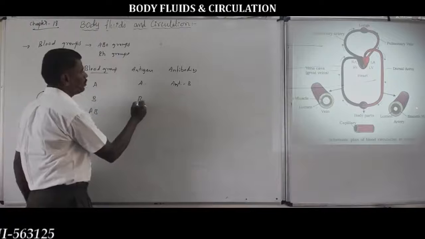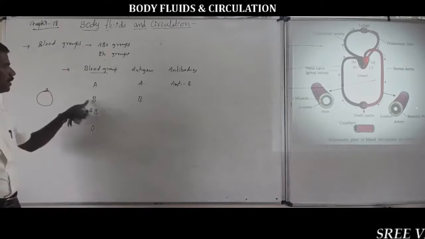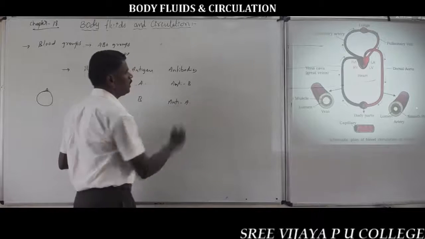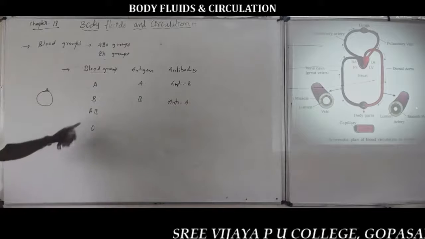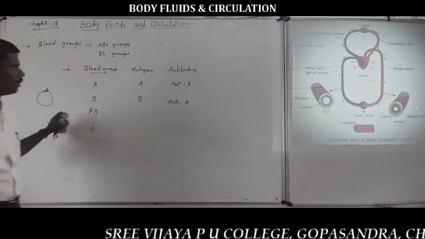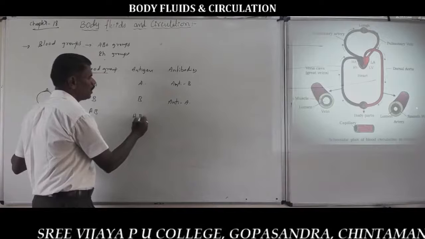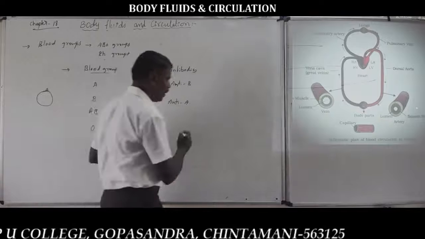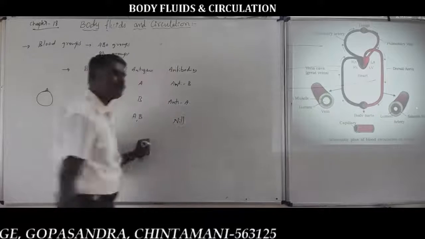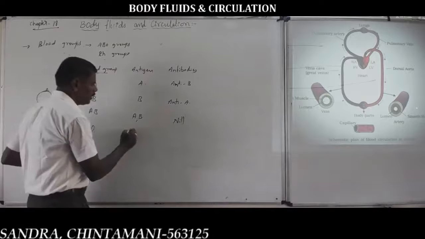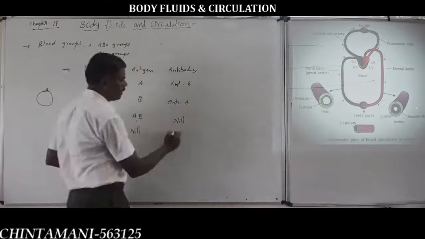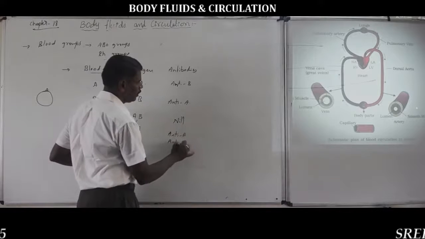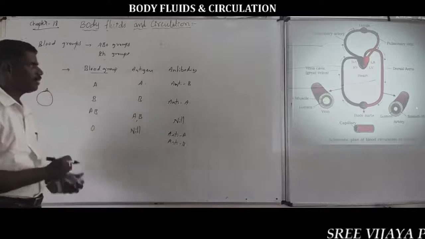In blood group B, there is presence of the B antigen, but with anti-A antibody. In the AB blood group, both A and B antigens are present, but the antibodies are nil. In the O blood group, both antigens are absent, but both anti-A and anti-B are present.